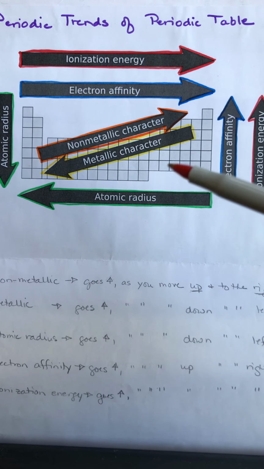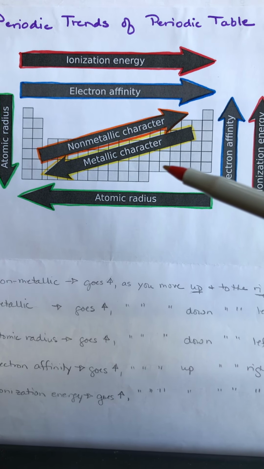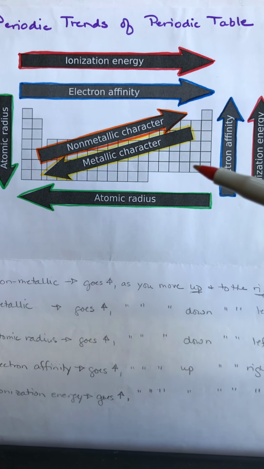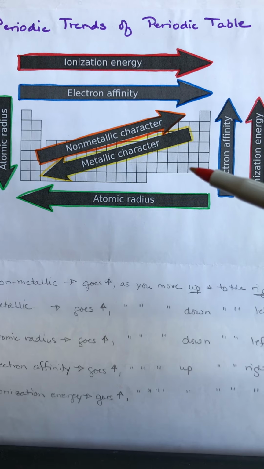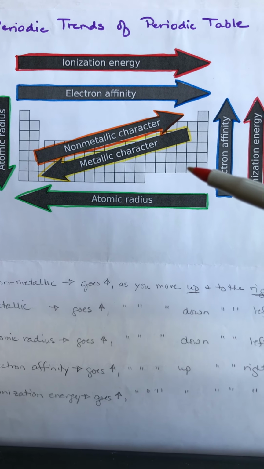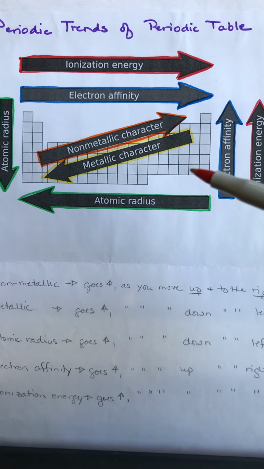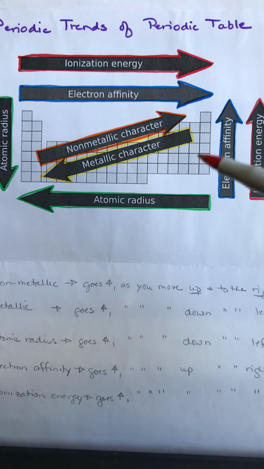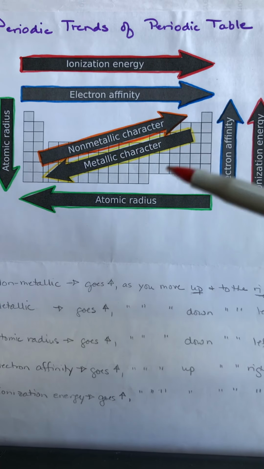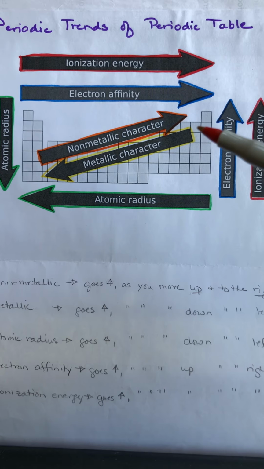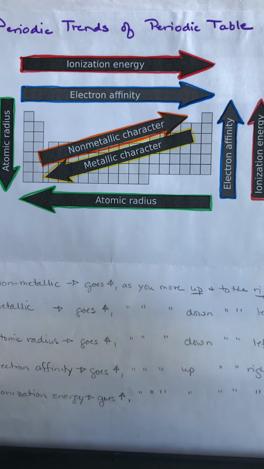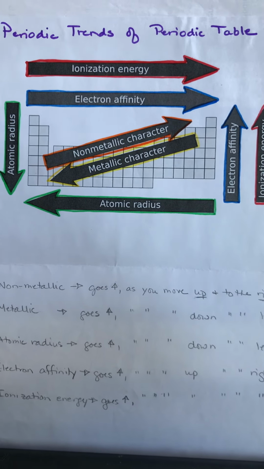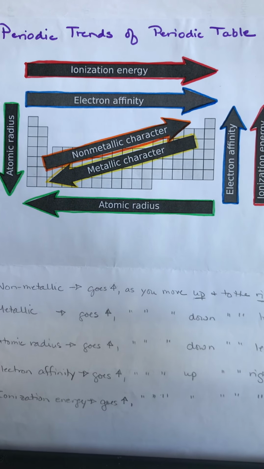So if you have an element here and you have an element here, the one here is going to have more ionization energy because it is more to the right. If you have an element here and you have an element here, the one up here is going to have more ionization energy because it is more up on the periodic table. That's all this means. So you should be able to answer all of the questions.